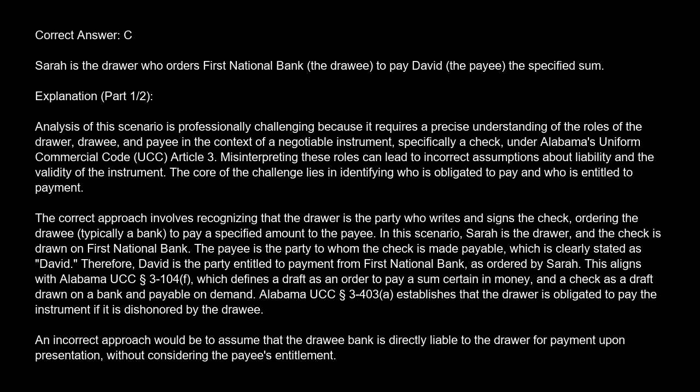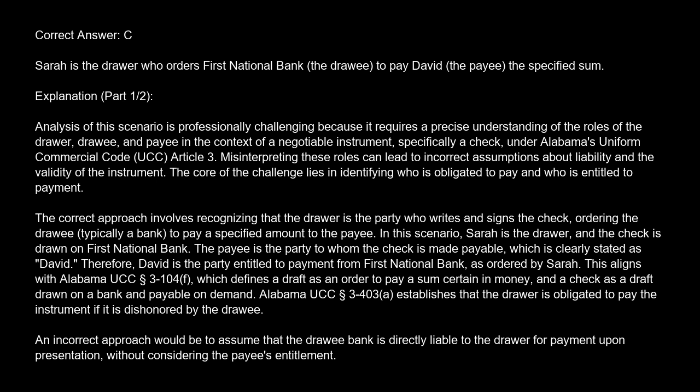The correct answer is C. Sarah is the drawer who orders First National Bank, the drawee, to pay David, the payee, the specified sum. Explanation. Analysis of this scenario is professionally challenging because it requires a precise understanding of the roles of the drawer, drawee, and payee in the context of a negotiable instrument, specifically a check, under Alabama's Uniform Commercial Code, UCC, Article 3. Misinterpreting these roles can lead to incorrect assumptions about liability and the validity of the instrument.